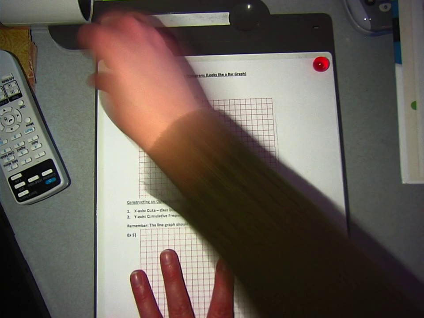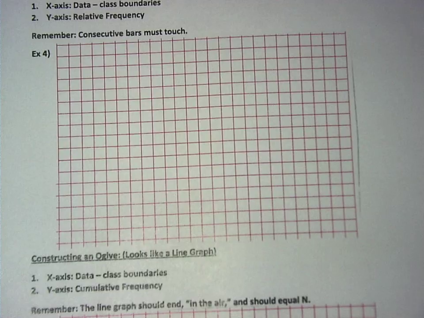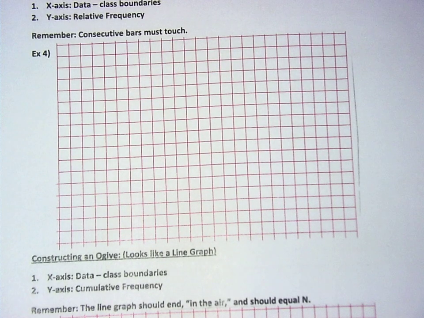All right, last two. Relative frequency histogram. A histogram looks like a bar chart. We're going to use class boundaries again because those bars are right next to each other. But this time it's going to be relative frequency on the side.